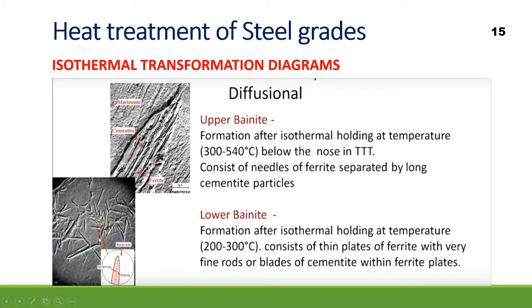So you can see here the needle kind of structure, and this pink portion is your ferrite, and these small needles are your cementite. So it has been said that it is thin plates of ferrite with very fine rods or blades of cementite. So these are fine blades or rods of cementite in the ferrite, and this is your ferrite.